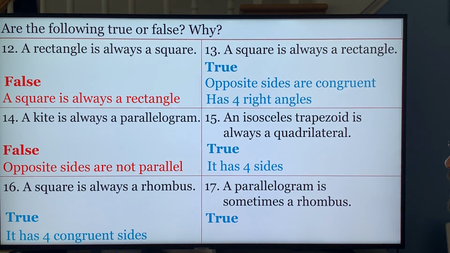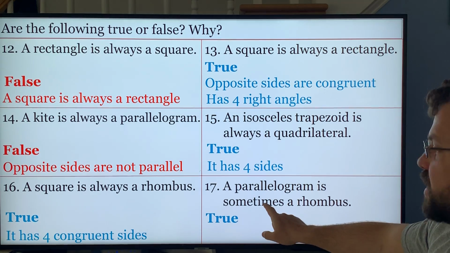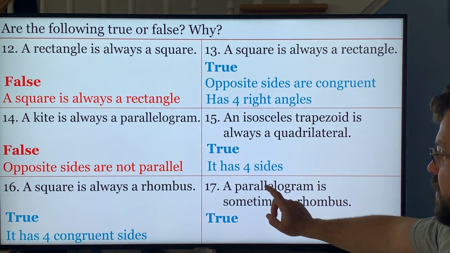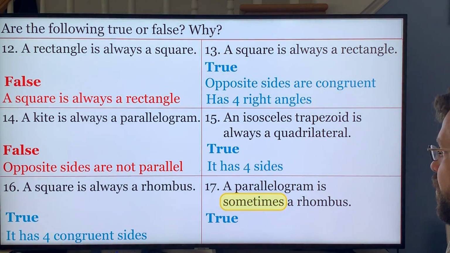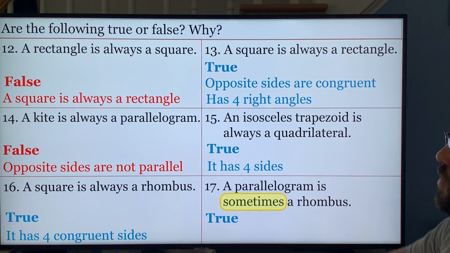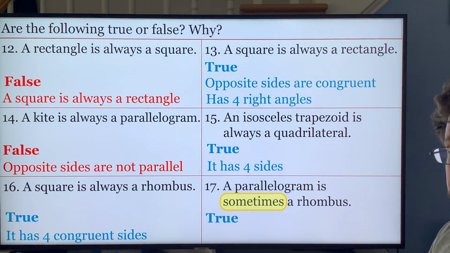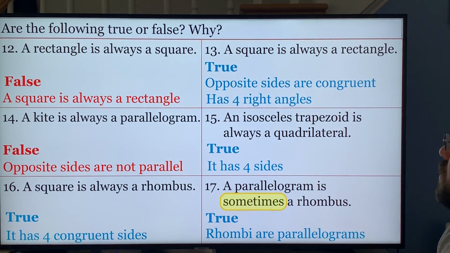Parallelogram is sometimes a rhombus is true. The key word here is sometimes. It's not always a rhombus, but sometimes a parallelogram happens to be a rhombus. Okay? So you got to look at the words. Always, sometimes. Okay? Trick. Think. All right? Read, read, read. All right? Let's do 6 more.